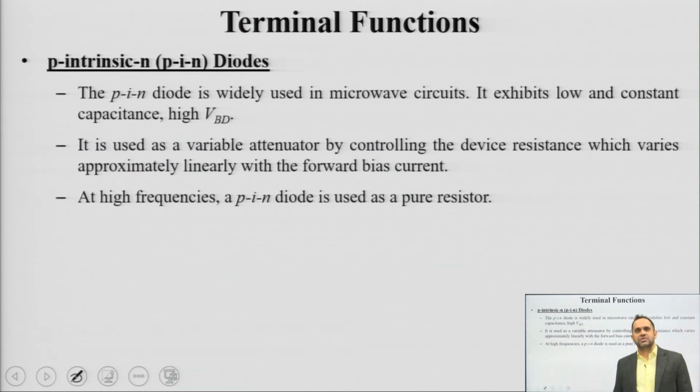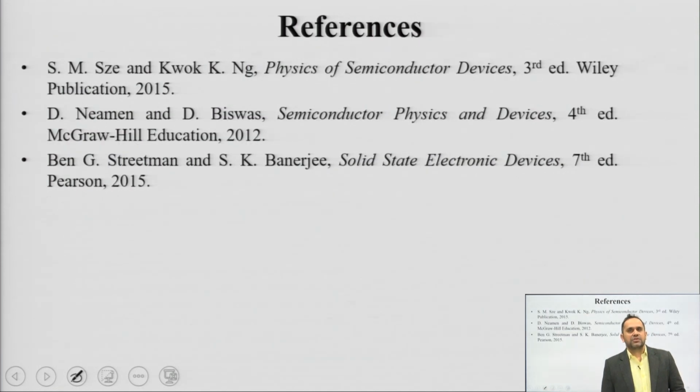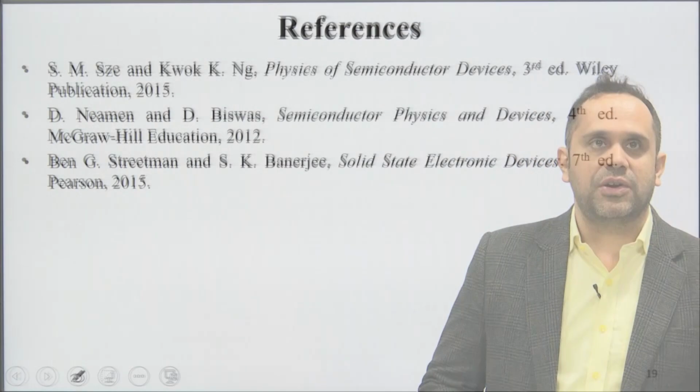These are widely used in microwave circuits. They exhibit low and constant capacitance and very high breakdown voltage. They are used as a variable attenuator because they can control the device resistance, which varies approximately linearly with the forward biased current. At a very high frequency, it is a pure resistor. So, you can say that it is frequency dependent. It has multiple applications in the microwave area. So, these are some of the references you can refer to.